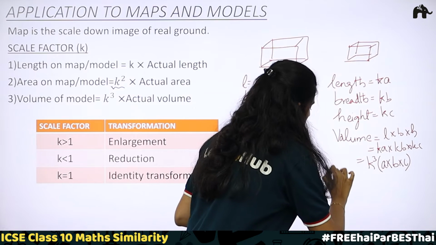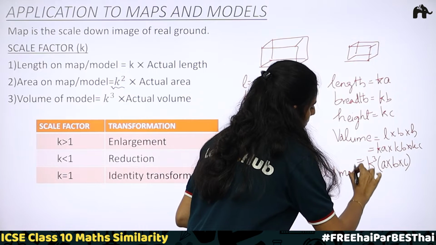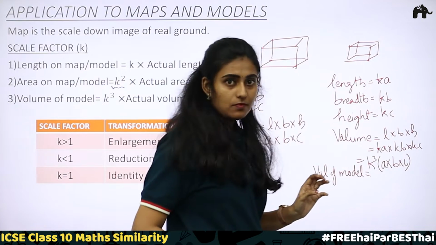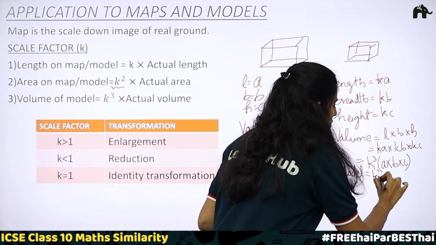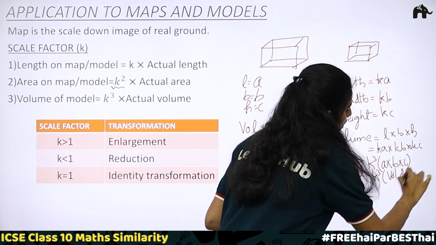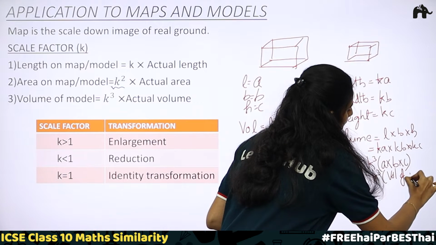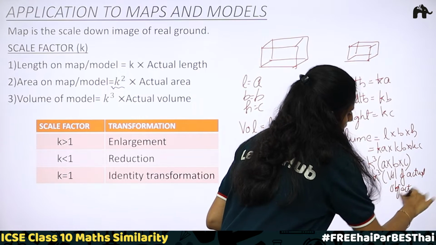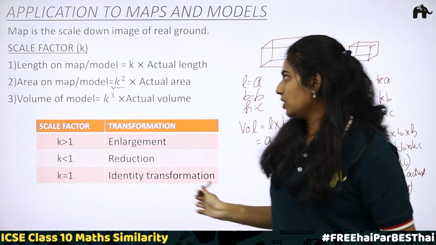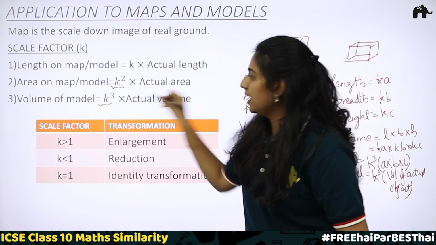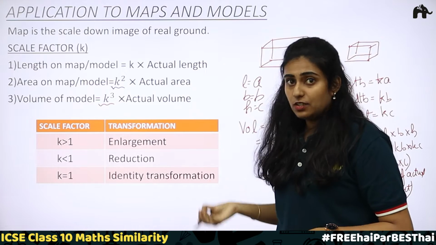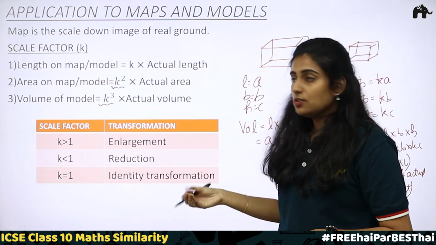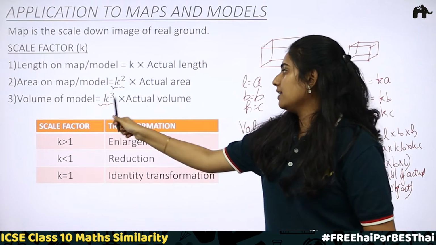Therefore, volume of model will be equal to K cube into volume of actual object. K cube into volume of actual object. Understood how this K cube came? Because length is reduced, breadth is reduced, and height is reduced by a factor K.